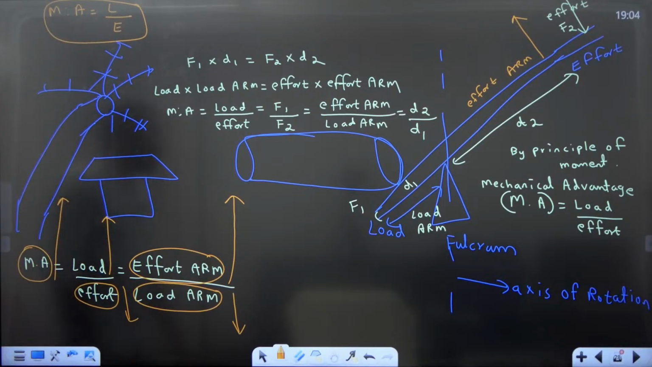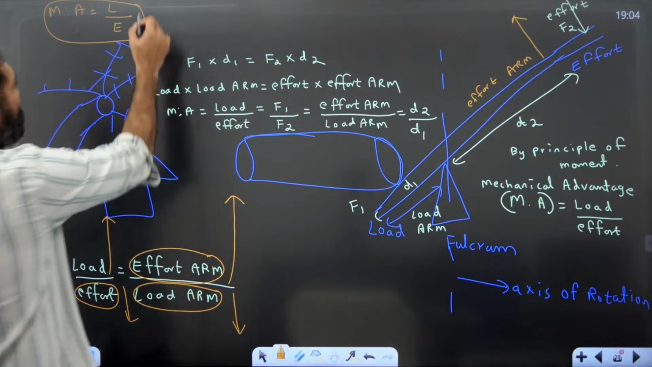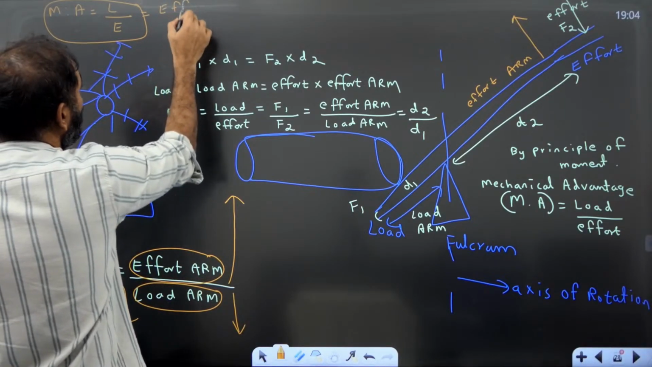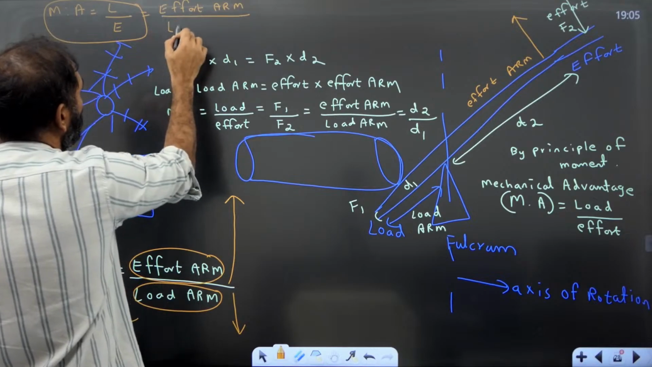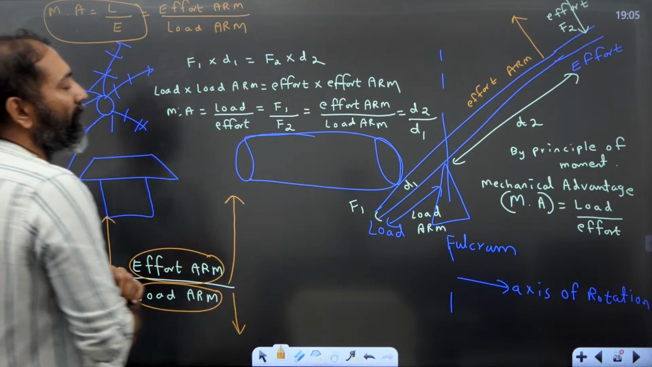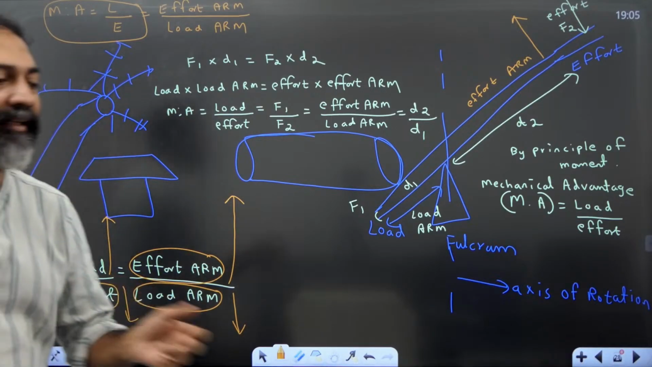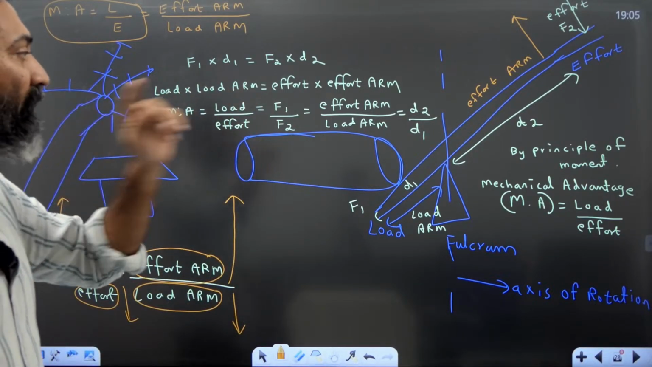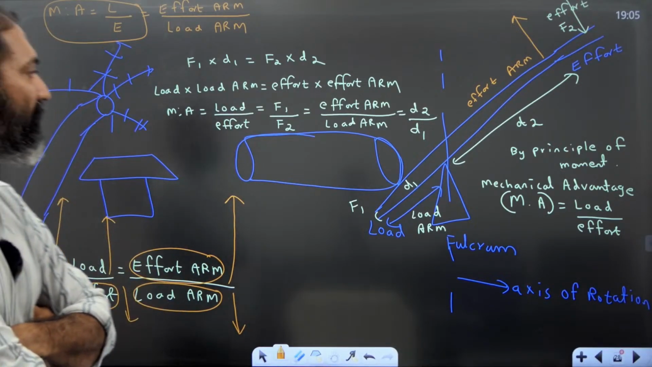If you remember MALE: mechanical advantage is equal to load by effort, which is equal to, since the arm lengths come in opposite, effort arm by load arm. With this technique, the persons who came to move my coconut tree were able to move it very simply with this concept. Any doubt regarding this?